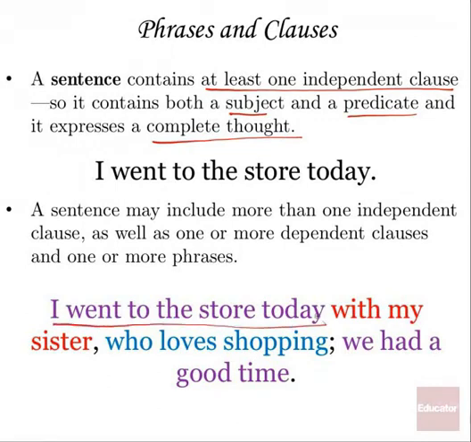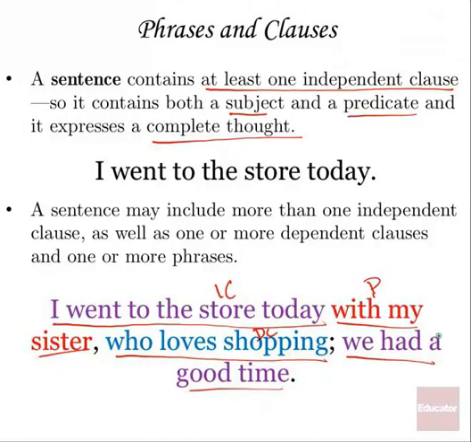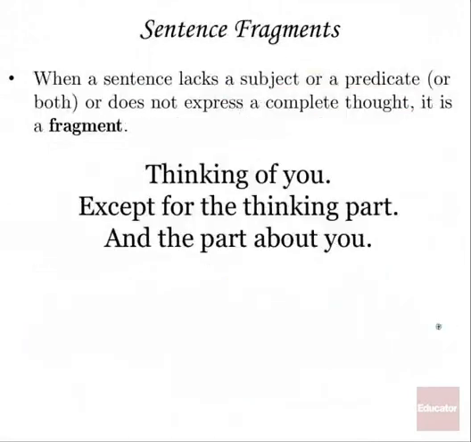All right, we know that that is an independent clause. With my sister, we know that that's a phrase, in fact, a prepositional phrase. Who loves shopping? That's a dependent clause. We had a good time. That's an independent clause. So it's a perfectly grammatical sentence, and it has all of these pieces in there. The trouble is when these pieces show up outside of a sentence.